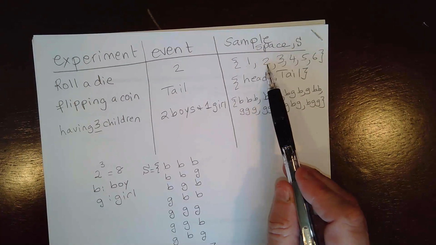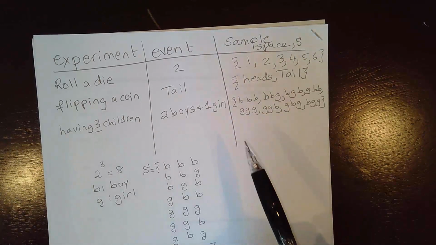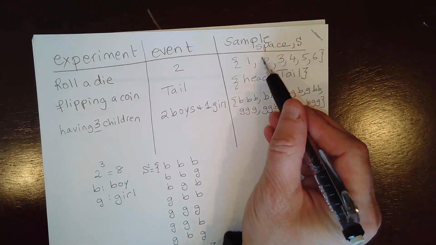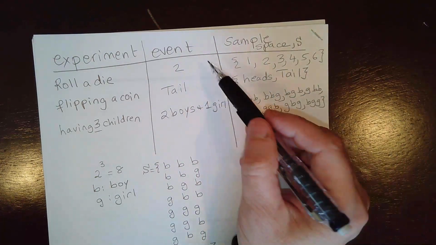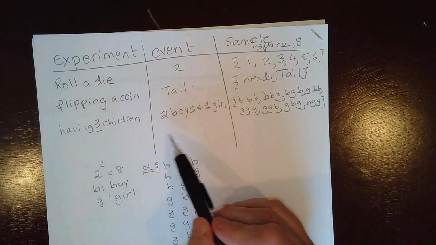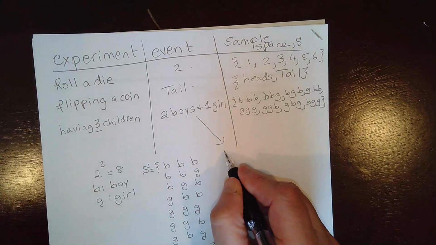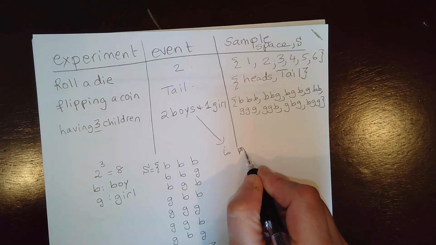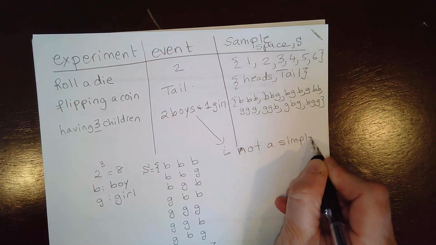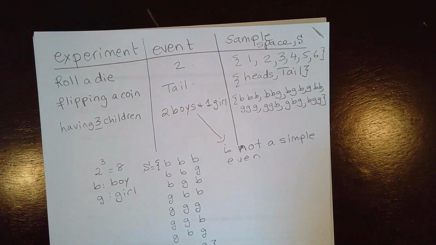So each one of these is a simple event. Each outcome in the sample space is a simple event. So this one would be a simple event, right? You cannot break it down any further. So this is a simple event, and this is a simple event. However, this is not a simple event. 2 boys and 1 girl is not a simple event. Why? Because you have more than 1 outcome.